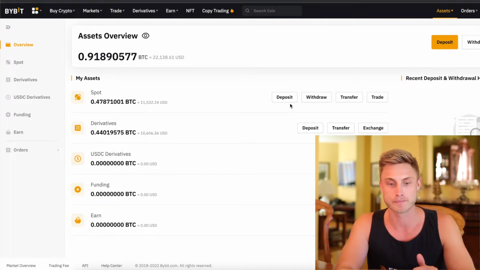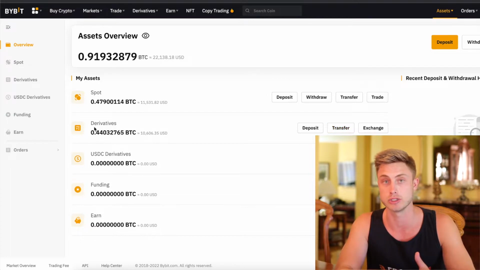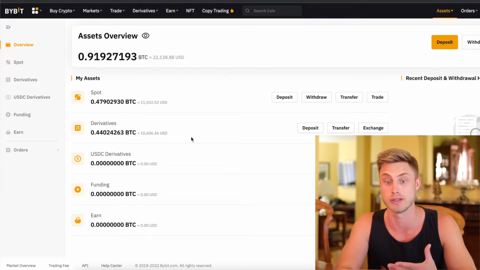So when you do set up your account, you'll see under assets, you have deposit. I would just recommend depositing right into your spot account. You could easily transfer from your spot trading account into your derivatives account, which is where you can actually do the leverage trading. Spot trading is where you're just trading dollar for dollar as the Bitcoin price is moving. Derivatives is where you can actually trade with multiples of the amount that you've actually put in.